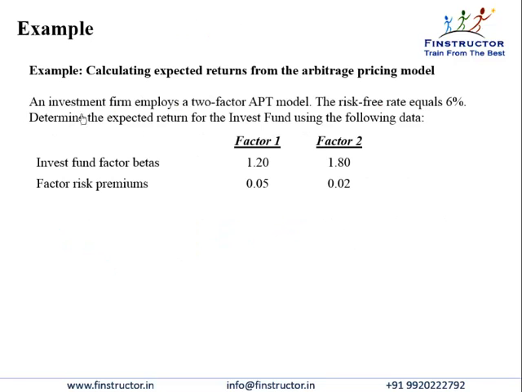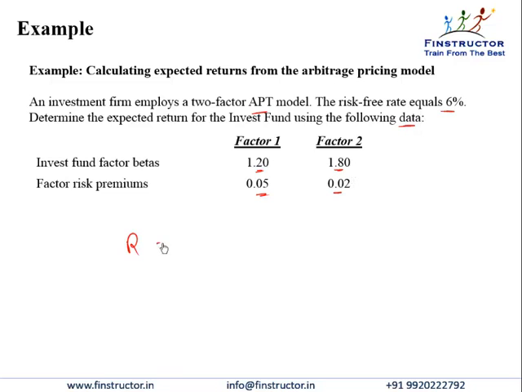An investment firm employs a two-factor APT model. The risk-free rate equals 6%. Determine the expected return for the investment fund using the following data. Factor betas are given. Factor risk premiums are also given.